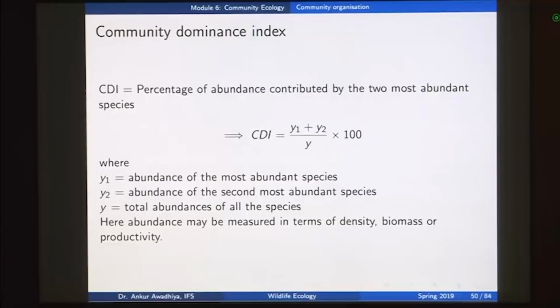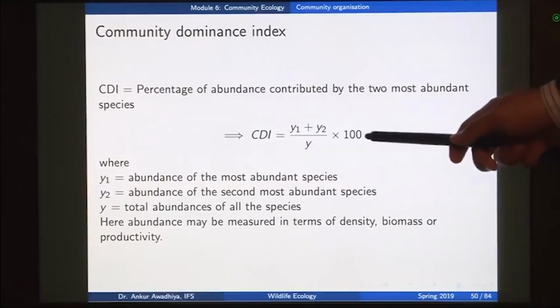Is this community turning towards, say, a monoculture or a biculture where you see only two species everywhere, or is this community a more diffused community where you have a larger number of different species that are found in all the regions? So, CDI is (y1 + y2) divided by y, into 100%.